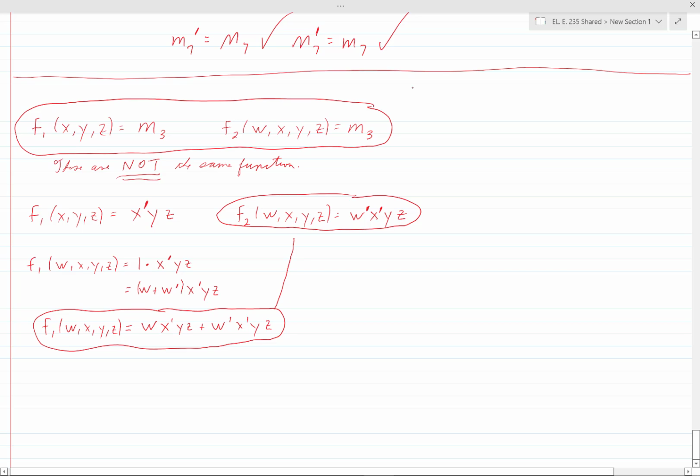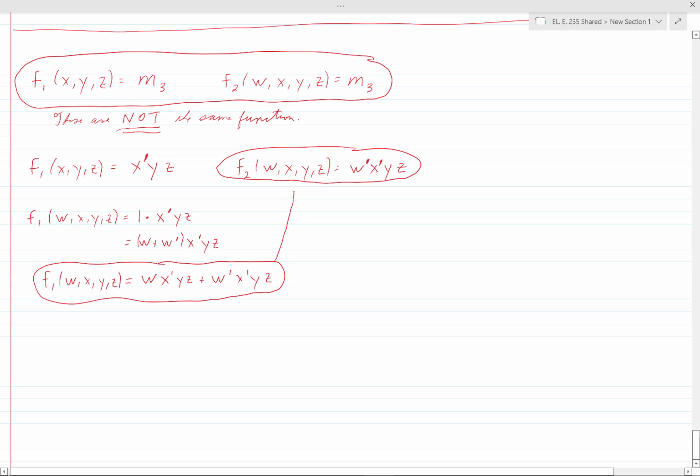So what you should take away from these comments is that for a min term or a max term for that matter, either one, to know what it's equal to, it is critical that you know what the independent variables are. Okay? So just keep that in mind.